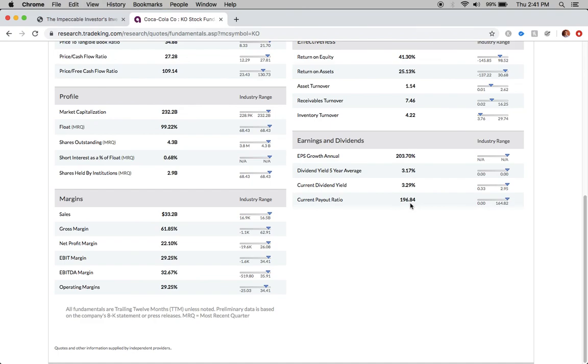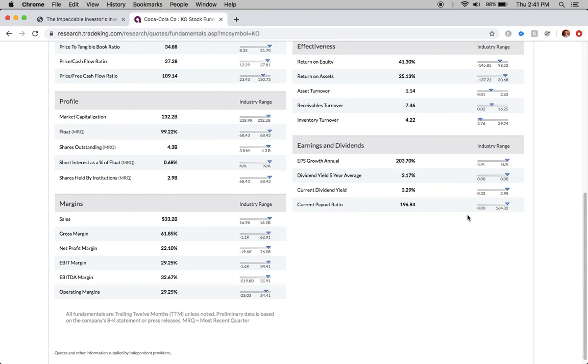Now the current payout ratio is 196. It's pretty high. If you can see here, compared to the industry average, it's one of the highest, meaning that it's paying out a lot of its money through dividends. So you might want to look into a stock that's less than that, but considering all the other factors of the stock have been so great, you can overlook this.